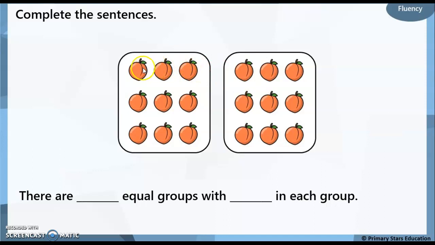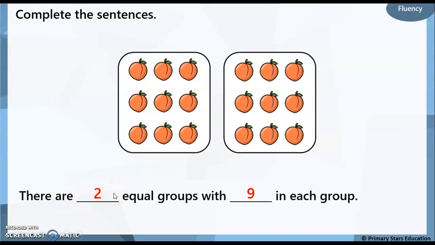And rather than just go 1, 2, 3, you can count in 3s because they're in rows of 3 or columns of 3. Alright, so we can count them quicker. 3, 6, 9. Let's check the other side. 3, 6, 9. So there are 2 equal groups with 9 in each group.